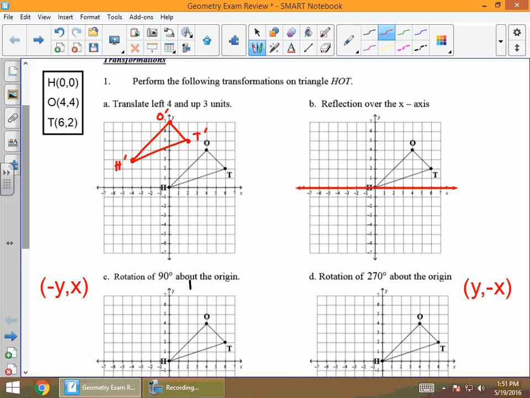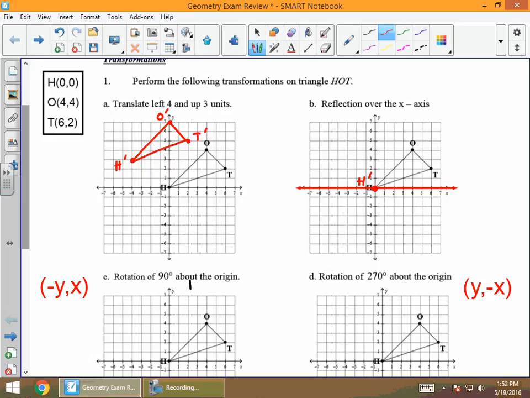As I look at B, B says to reflect everything off the x-axis. So you'll notice in red, I've turned the x-axis red so we can see where things are going to flip. The H dot is already on the x-axis, so it will not actually flip over at all. It'll stay in the same spot. So H and H prime are in the same location.